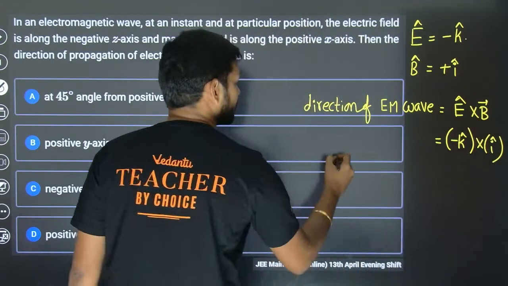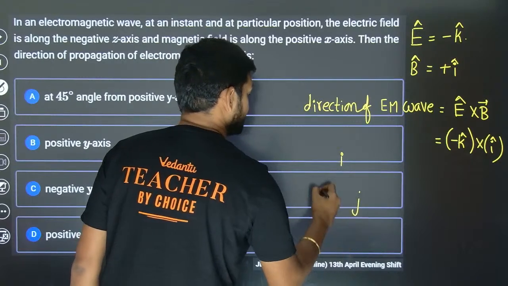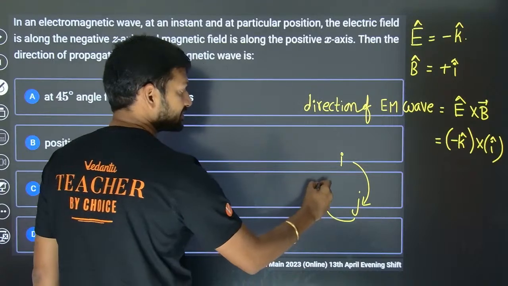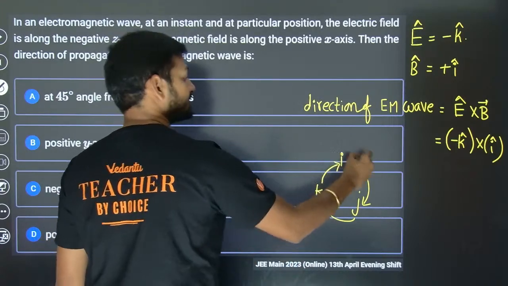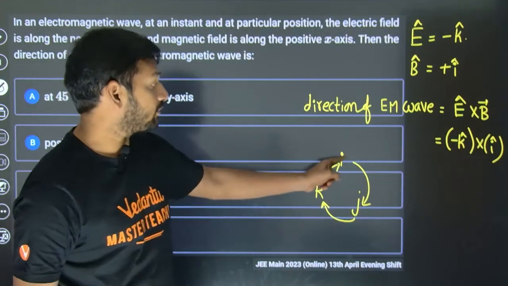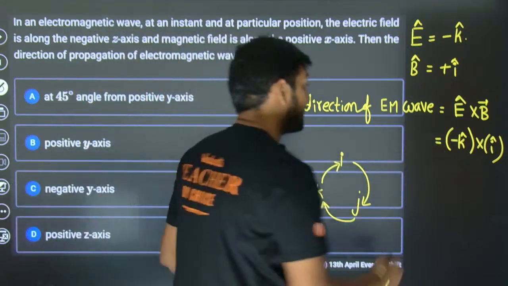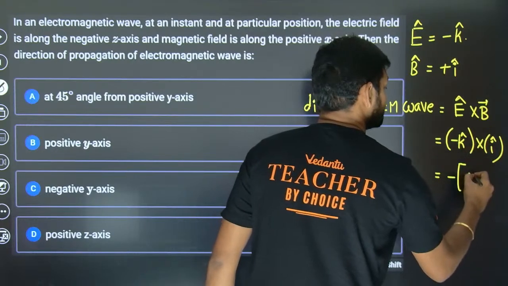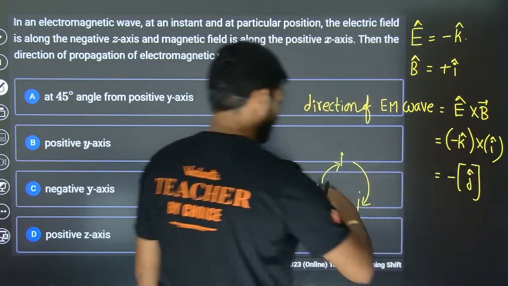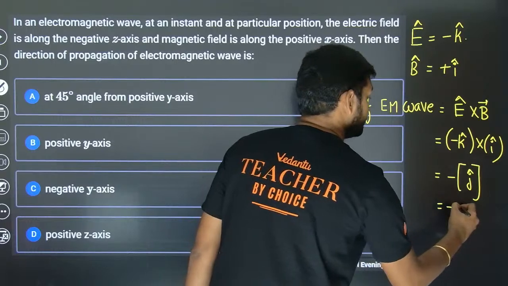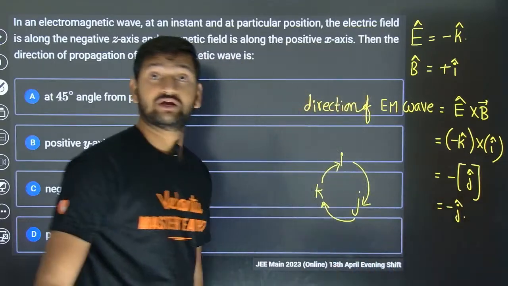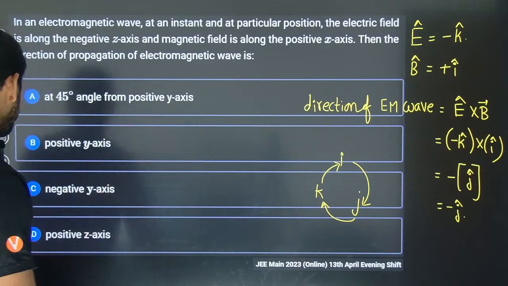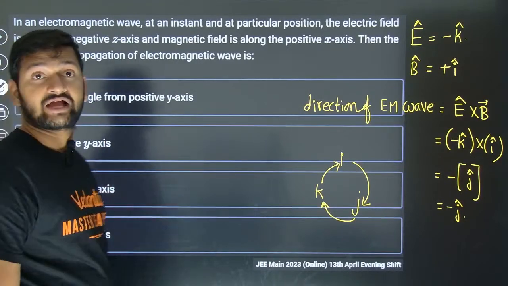So what is that shortcut which I have given to you? i, j, k. i cross j is k, j cross k is i, k cross i is j. Now look, k cross i gives you j, and we have one minus also. Let us write that minus. What is k cross i? It's j. So now you can see that the direction of propagation of the electromagnetic wave is negative j direction. Negative j direction means negative y-axis.